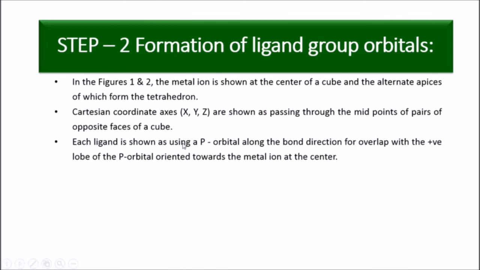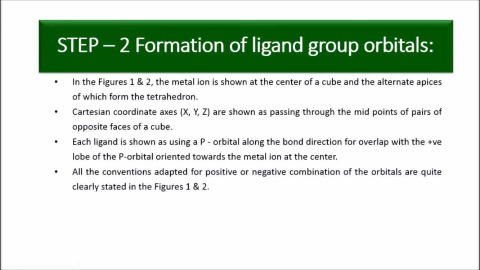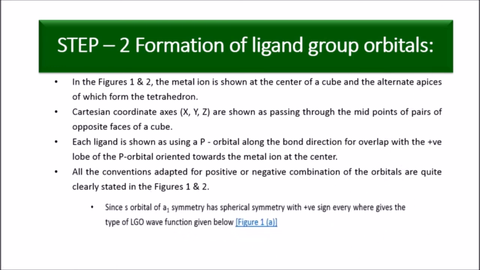Each ligand is shown as using a p orbital along the bond direction for overlap with a positive lobe of the p orbital oriented towards the metal ion at the center, and that is how the overlapping will result in positive overlapping. All the conventions adopted for positive or negative combinations of the orbitals are clearly stated in figures 1 and 2, which we have already gone through.